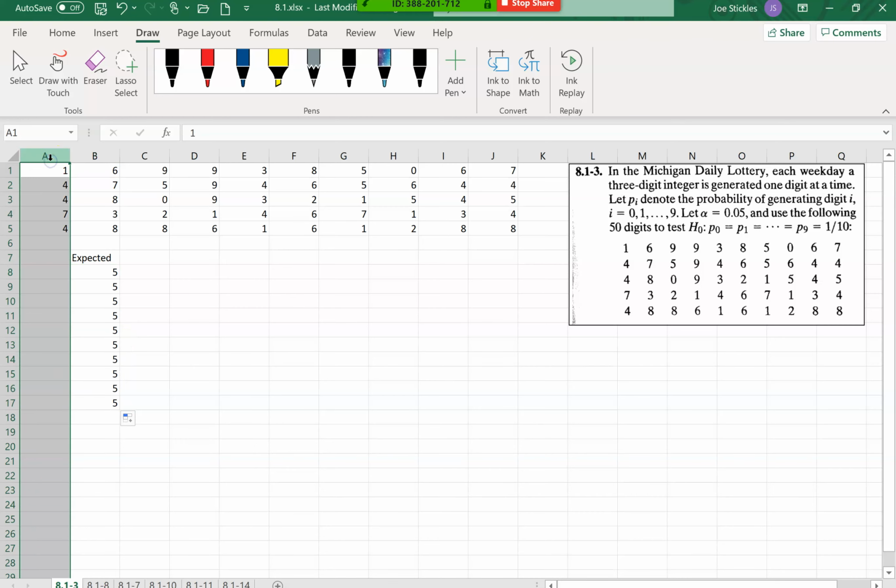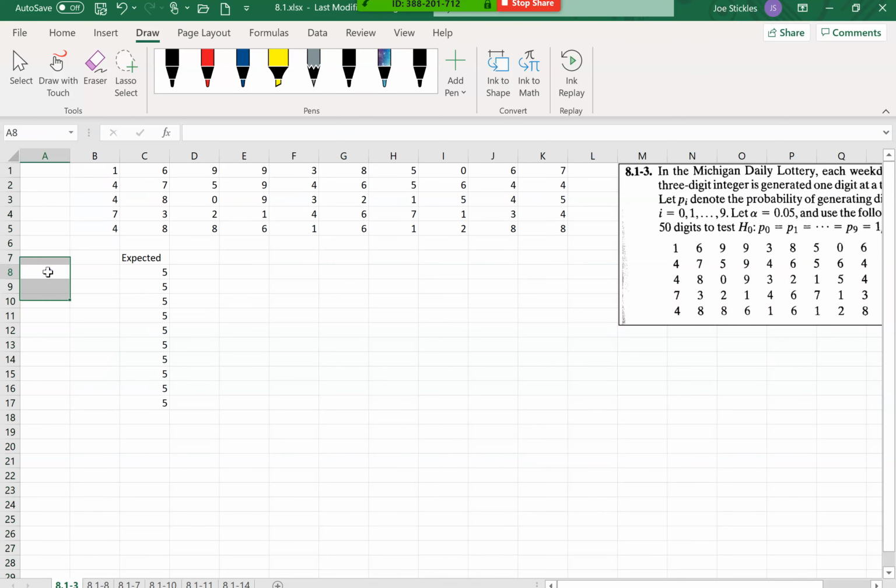Let me add in a column here just so that I have a label. So the digits that we can see are 0, 1, and then up through 9. I'll say these are the categories. These are the possible digits that we can see. So in this column, I'm going to call it the observed column. Those are the actual observations that we make to be in those categories.